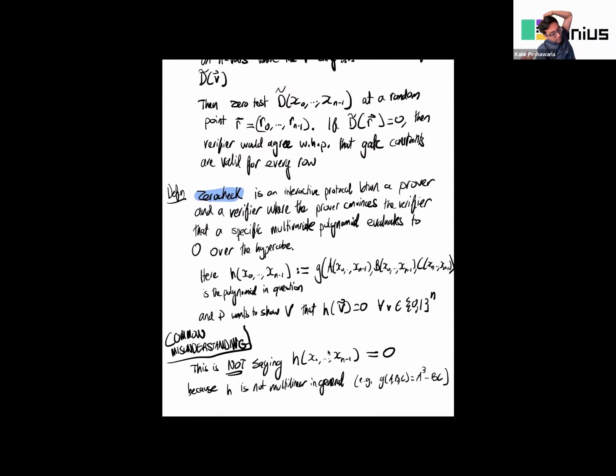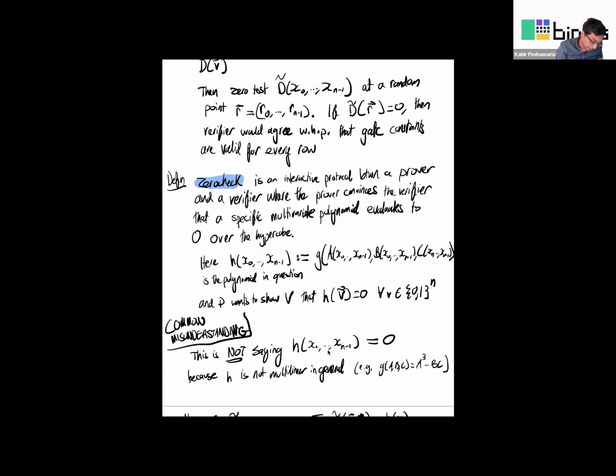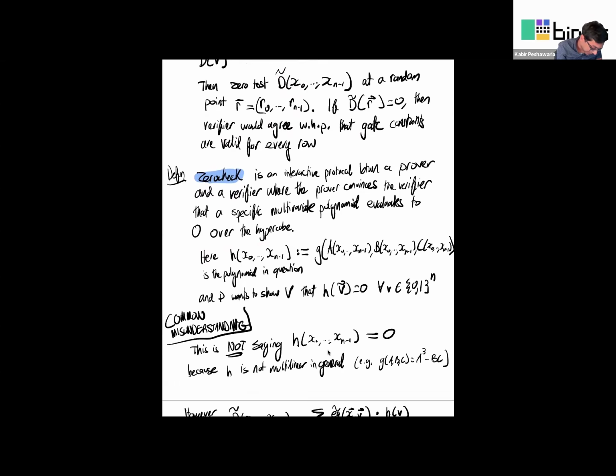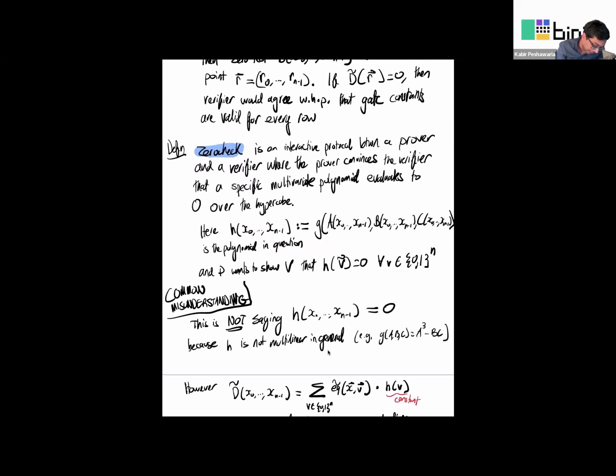Now we define a protocol called Zerocheck. Zerocheck is an interactive protocol where a prover convinces the verifier that a multivariate polynomial evaluates to 0 over the hypercube. So here H is defined like this. It is a multivariate polynomial. And we want to show that for every single hypercube point V, every single bit string input, H evaluated on that bit string gives you 0.